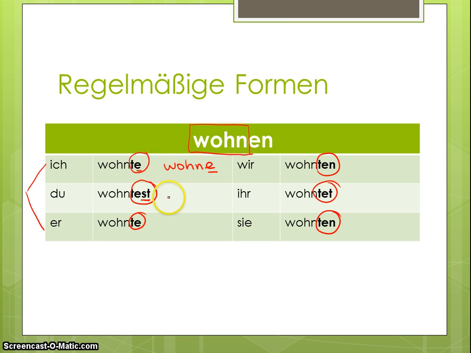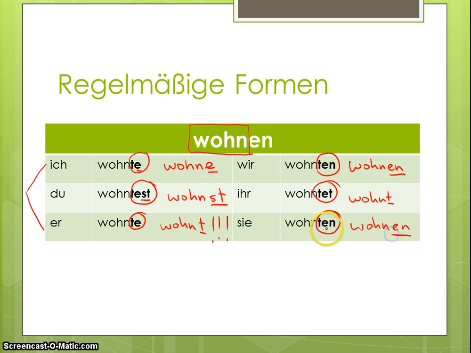Wohne, wohnst, wohnt. Pay attention to that. That is very different from your present tense. Wohnen. Here we have your en. Wohnt. Have the t. And again, wohnen. You have the en, as you have here.